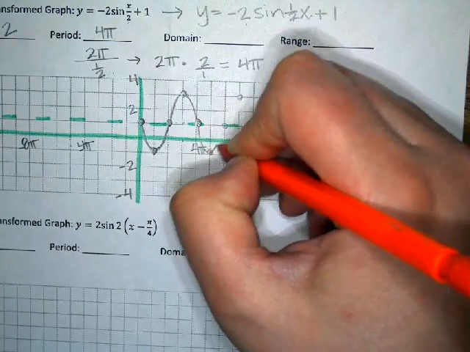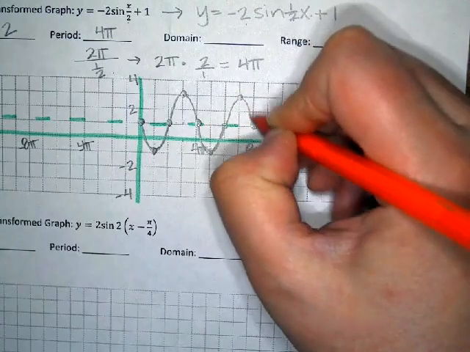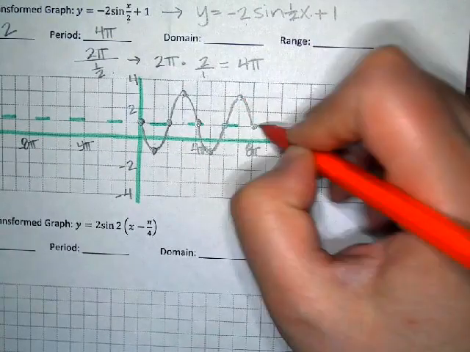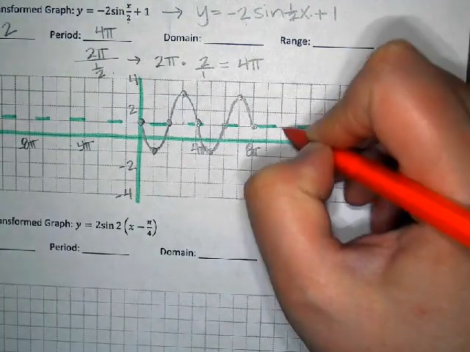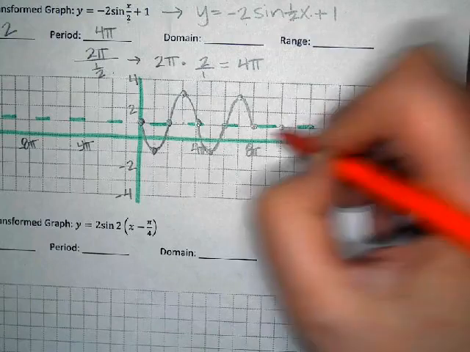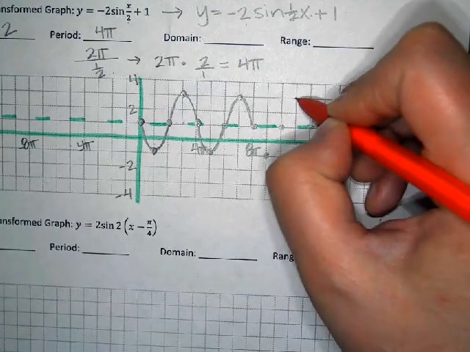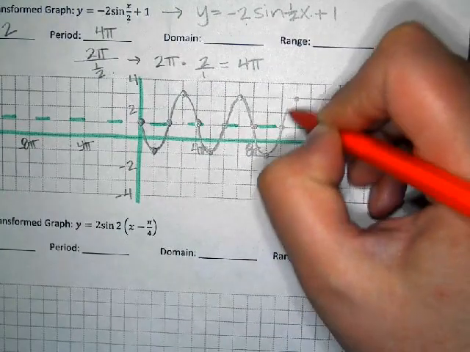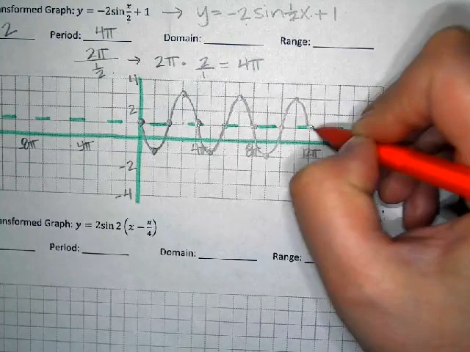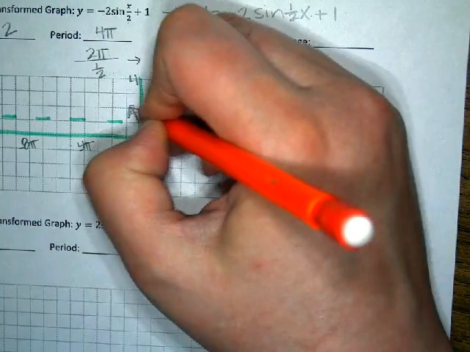Beginning at 8 pi, ending at 12 pi, putting a dot in the middle. Between my first 2, I go down 2. Between my second 2, I go up 2. So for this one, the midline isn't the x-axis, it's the line y equals 1.